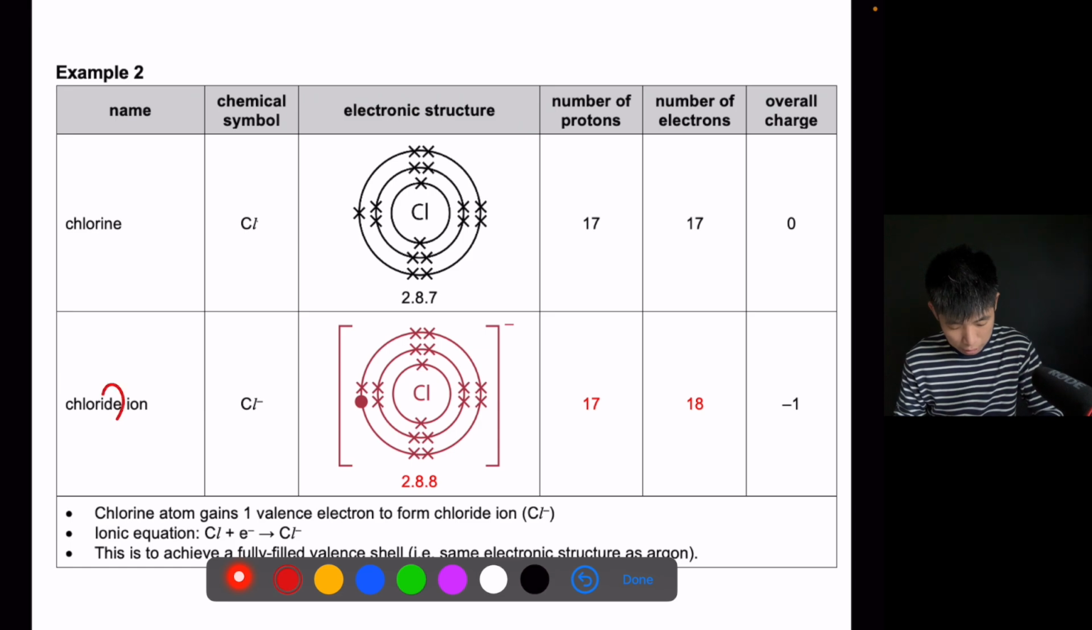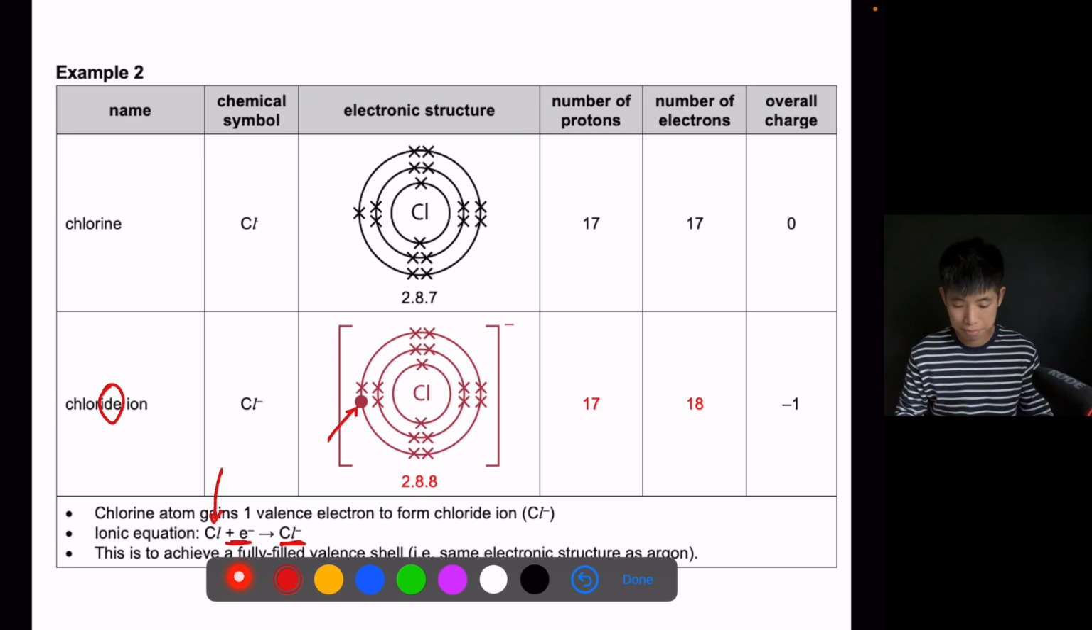So once again, take note of the change in the name when we form the negative ion. Also, we represent the electron gain using a different symbol to show that this electron that was gained came from somewhere else. Since now it has 1 more electron than protons, it has an overall negative charge. In terms of the half equation, we say that the chlorine atom gains 1 electron to form the chloride ion. Since it has 3 electron shells with a total of 18 electrons, it has the same electronic structure as argon.